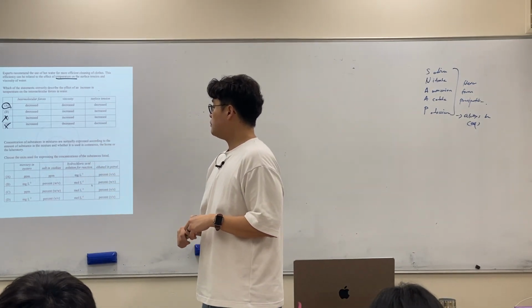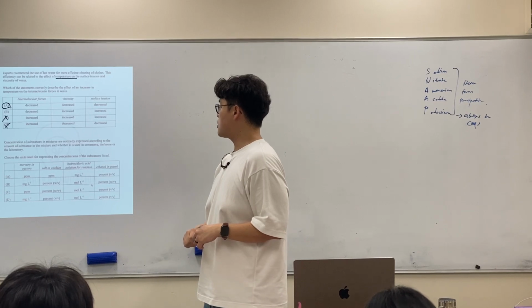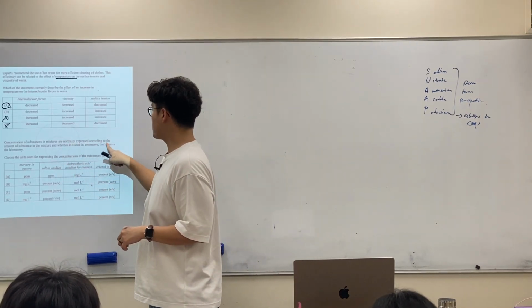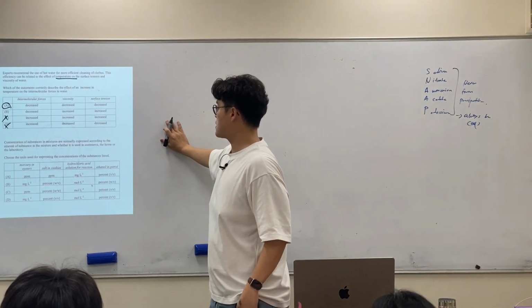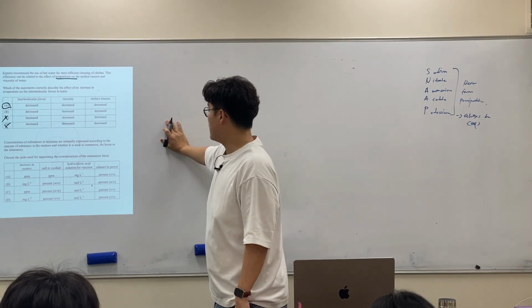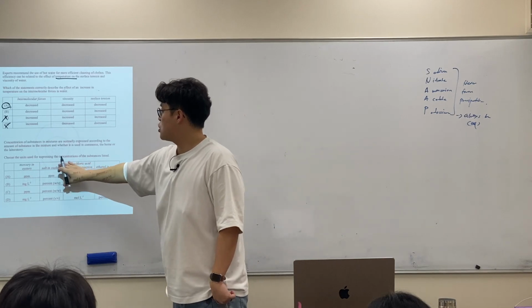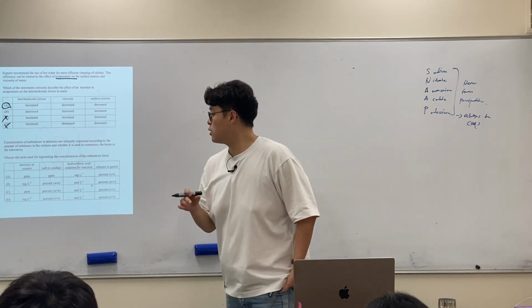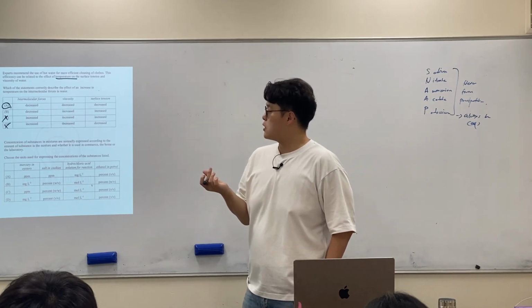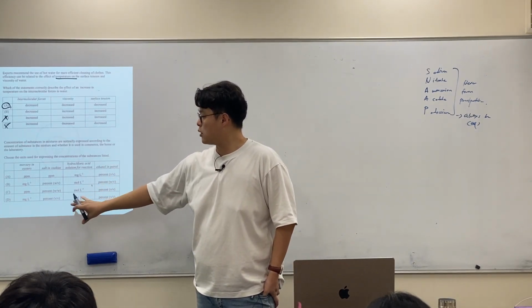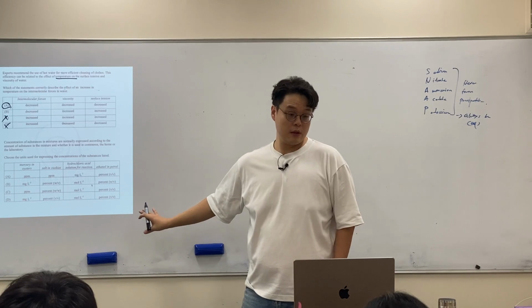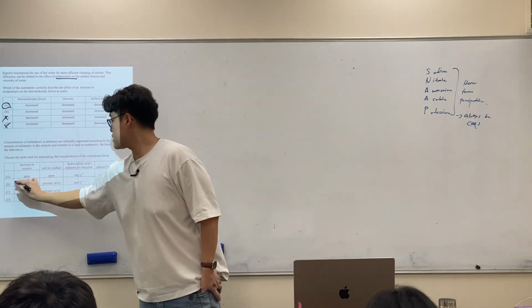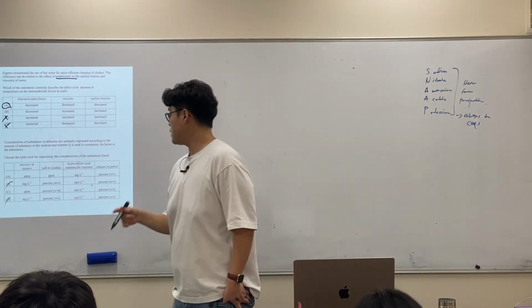12. Concentration of the substances in the mixtures is normally expressed according to the amount of substance in the mixture. It is used in commerce, the home, or the laboratory. Choose the units used for expressing the concentration of the substances listed. What we actually use for measuring the mercury in the oyster, we generally use ppm. So that's not 1. Is that A or C?